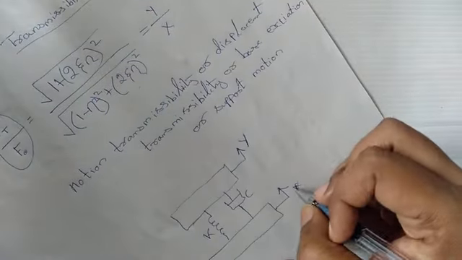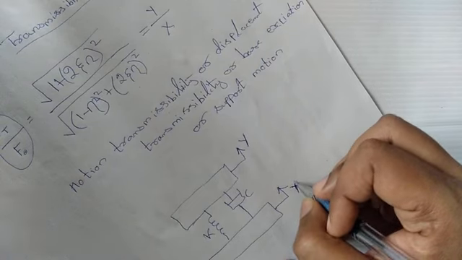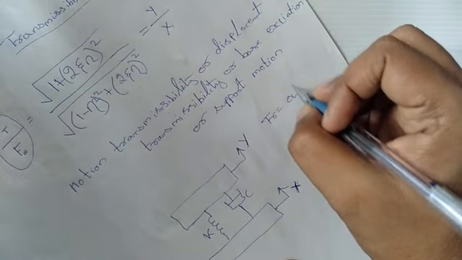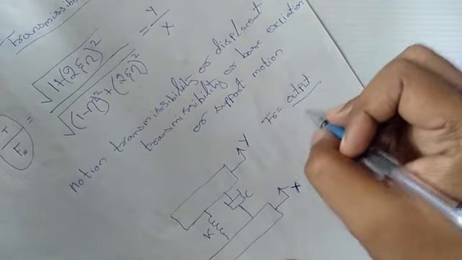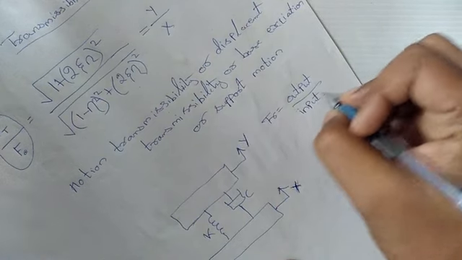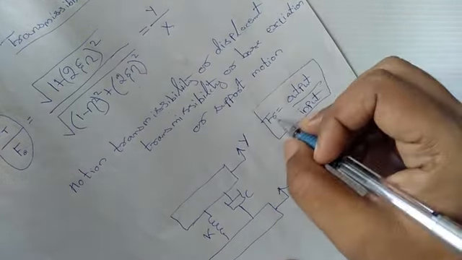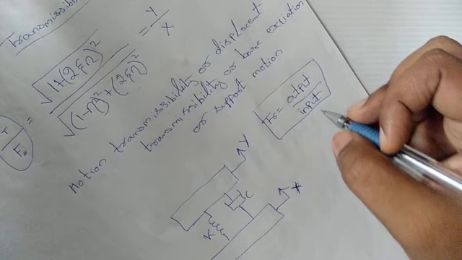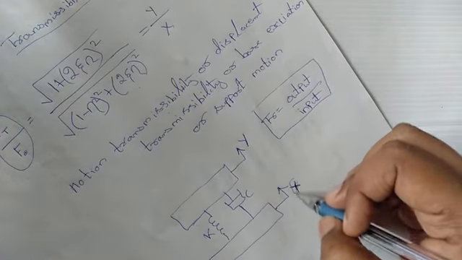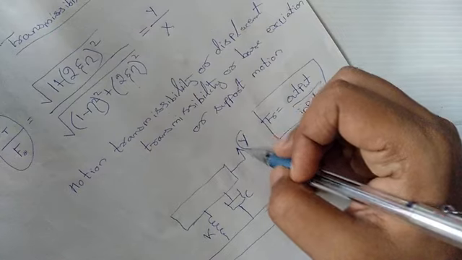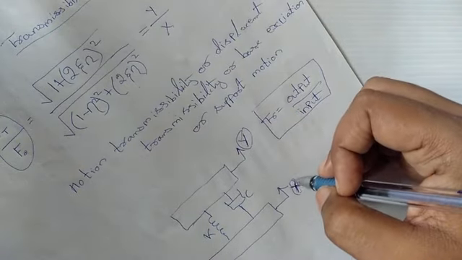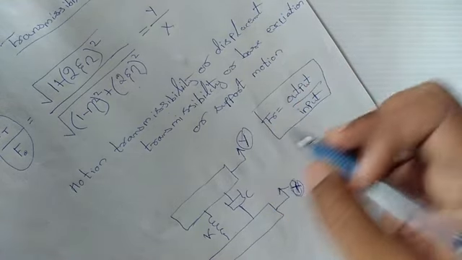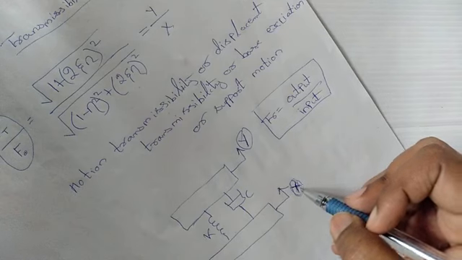So whether it is x by y or y by x, how do we know it? The transmissibility ratio is always output by input. If you remember this, that is enough. So what is the output over here? This is moving because of that, this is the one which is causing the movement for this one to move. So the output would be y and the input is x.